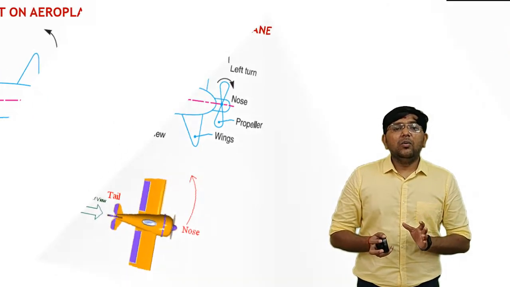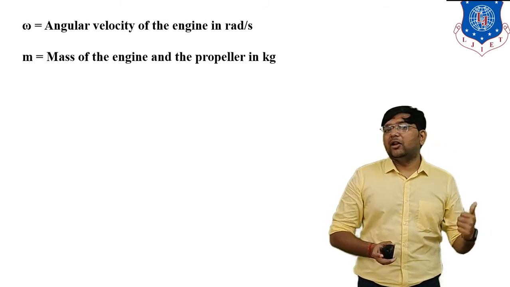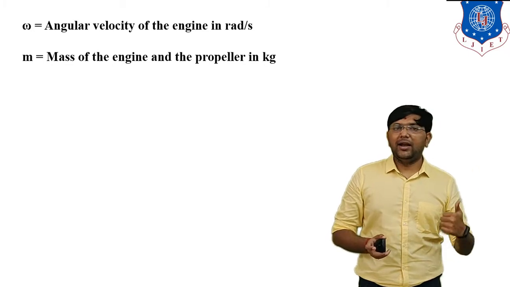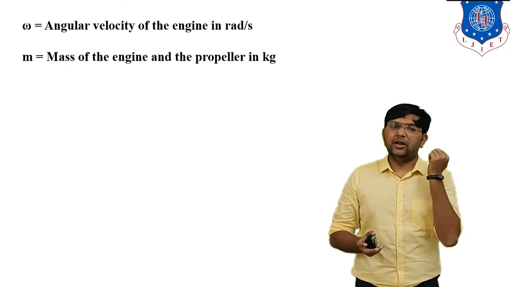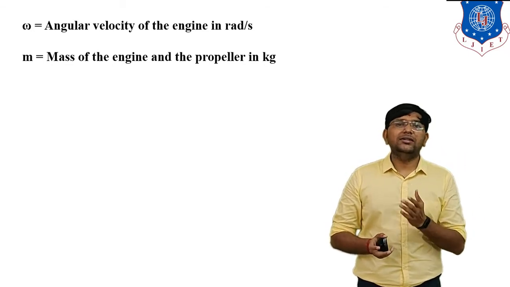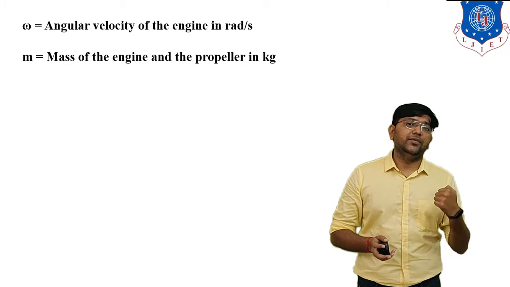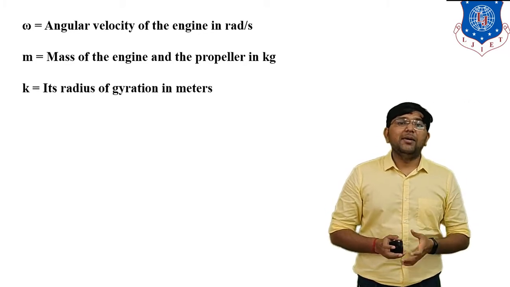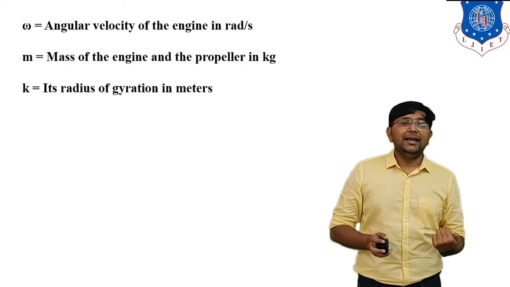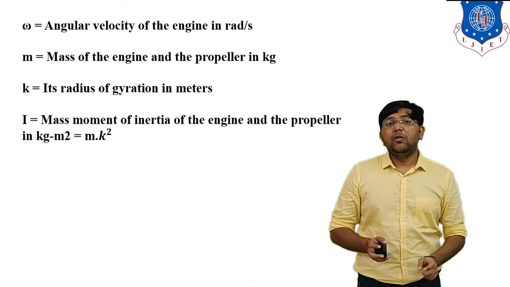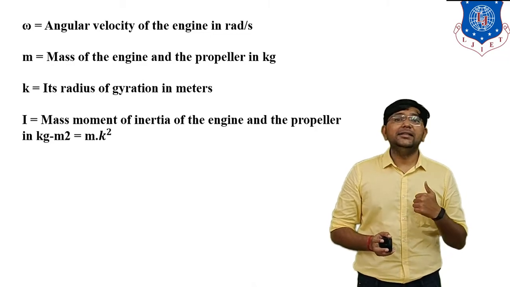Okay. Now we have to discuss case number 1, that is rotor rotates in anti-clockwise direction and aeroplane takes a left turn. At that time, which type of effect occurs in aeroplane due to the reactive gyroscopic couple? Before that, you have to understand some basic terms. What is omega? Omega indicates angular velocity of the engine. What is small m? That is mass of the engine and the propeller in kilogram. What is small k? It is the radius of gyration in meter. What is capital I? That is mass moment of inertia of engine and propeller in kg meter square.